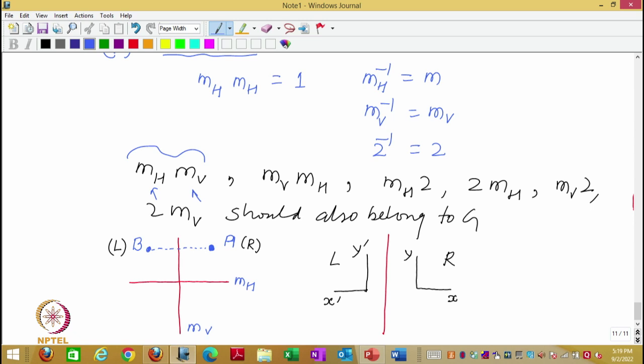Now, I apply another operation, because I have to apply M v followed by. So, I come here. Now, if a left handed object is reflected, then you get again a right handed object. So, I get C, which is again a right handed object. So, the net result of m v followed by m h is A going to C directly.